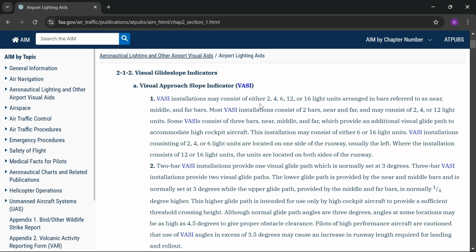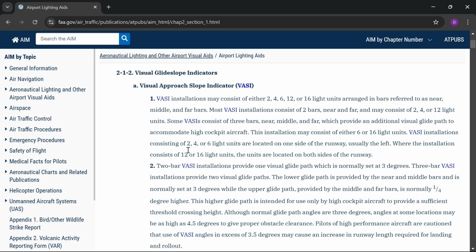VASI installations may consist of either 2, 4, 6, 12, or 16 light units arranged in bars referred to as near, middle, and far bars. Most VASI installations consist of 2 bars, near and far, and may consist of 2, 4, or 12 light units. Some VASIs consist of 3 bars, near, middle, and far, which provide an additional visual glide path to accommodate high cockpit aircraft. This installation may consist of either 6 or 16 light units.